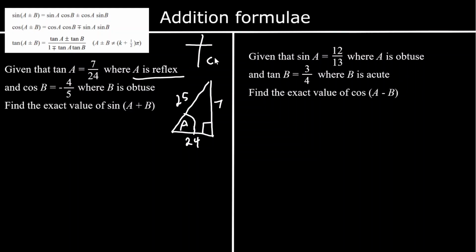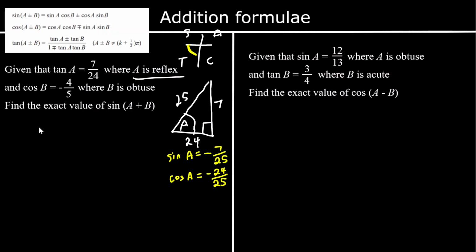Because A is reflex, that means between 180 and 360. And tan is positive, it must be in this area between 180 and 270. So our sine and cos will be negative. So we can make a note that sine A is SO, opposite over hypotenuse, but negative 7/25. And cos A is CAH, adjacent over hypotenuse, but negative, so negative 24/25.